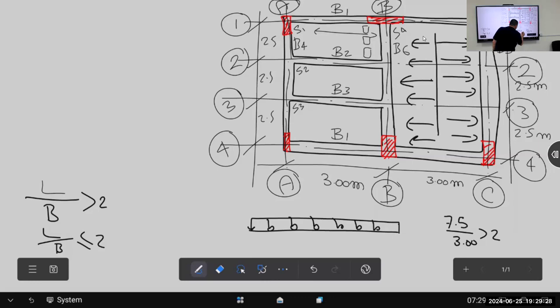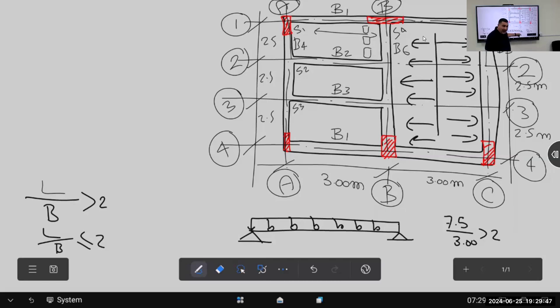Where is the support? Column. Beam. This is a slab load now. Where is the support? Beam. Support in the beam, and then the beam support in the column.